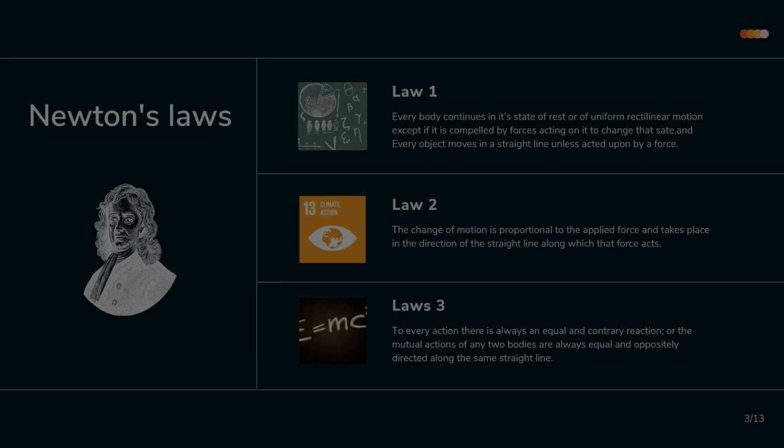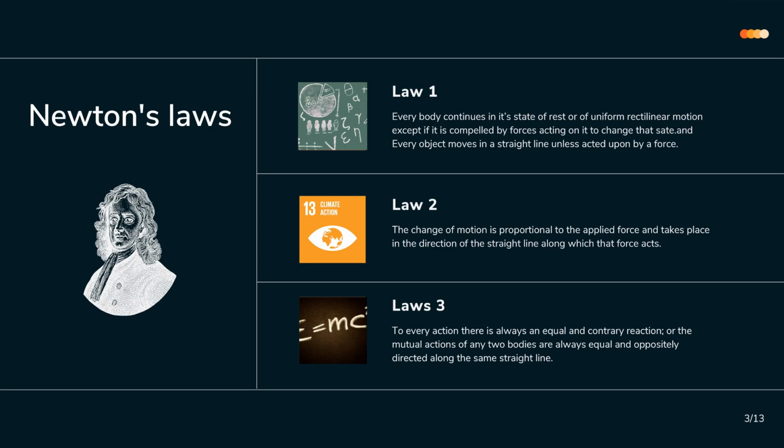In Newton's laws of physics, Law 1: every body continues in a state of rest or uniform rectilinear motion, that is, every object moves in a straight line unless acted upon by a force. Law 2: the change of motion is proportional to the applied force and takes place in the direction of the straight line along which that force acts. And Law 3: to every action there is always an equal and contrary reaction.